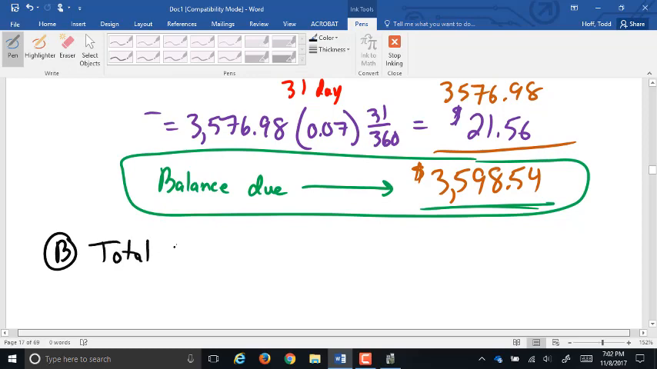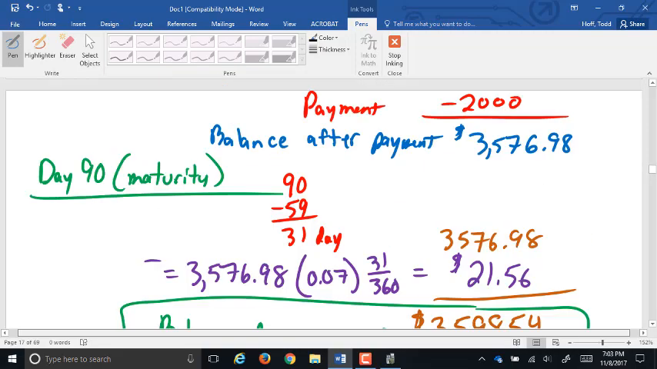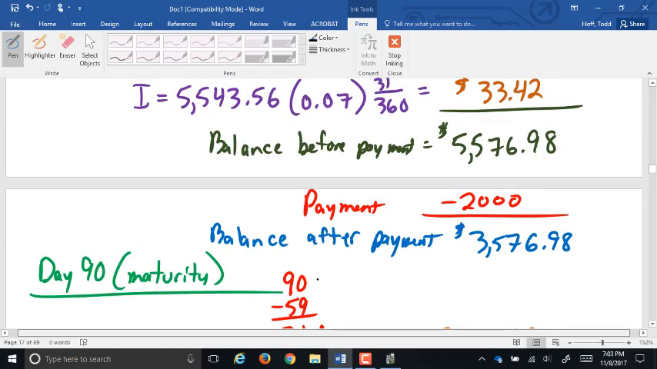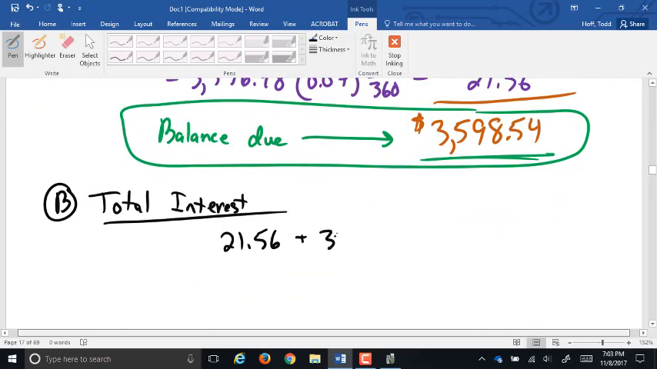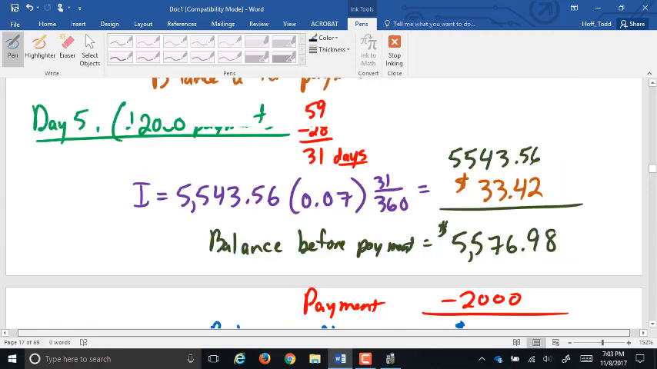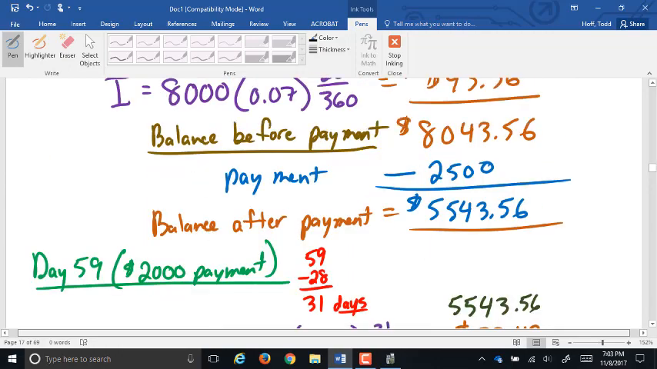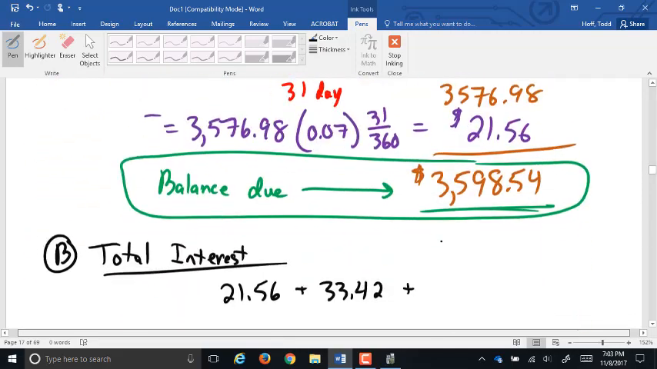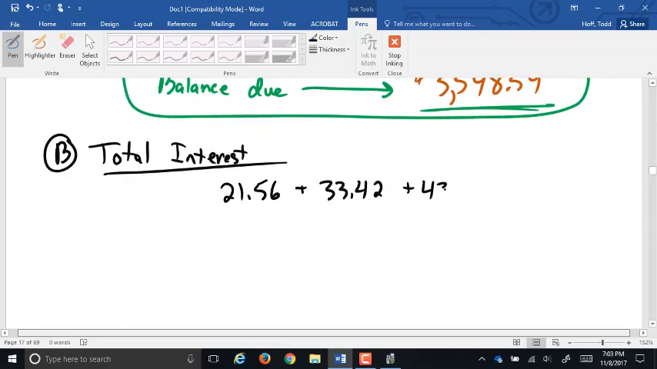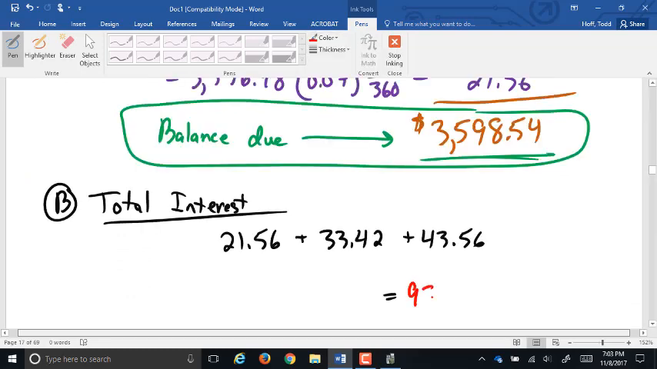Part B is find the total interest. Well, there were three interest amounts, 21.56 plus 33.42 plus 43.56, right? Which gives us a grand total whopping interest of $98.54.